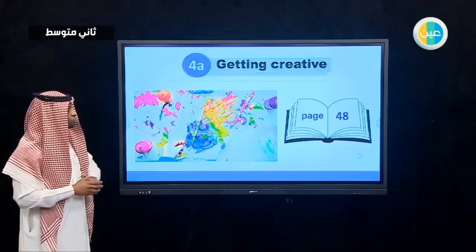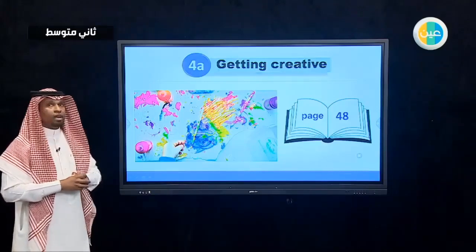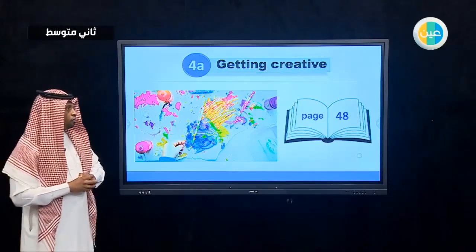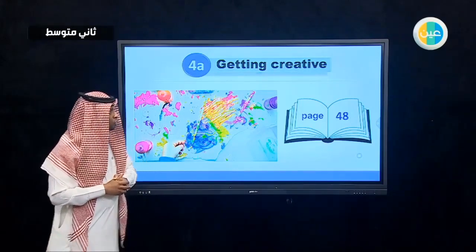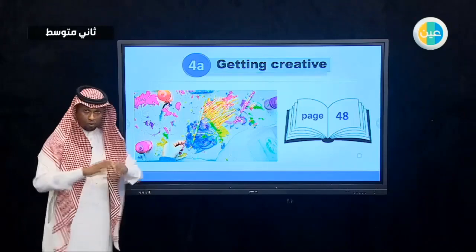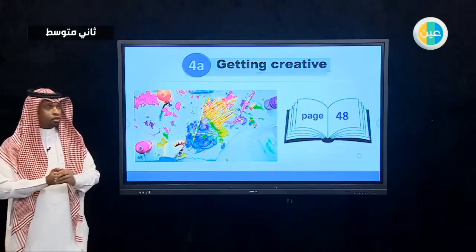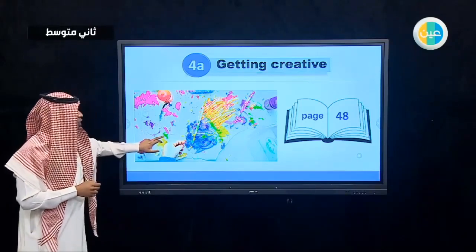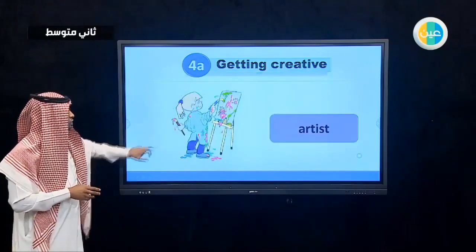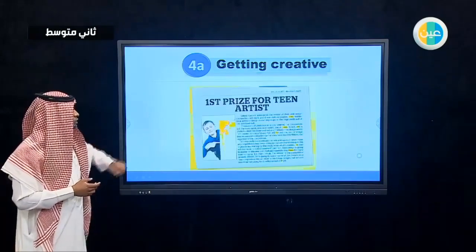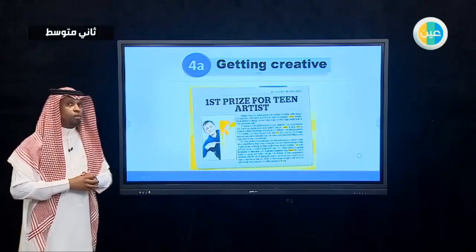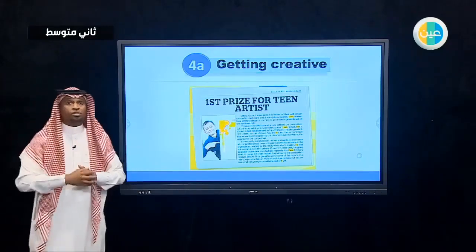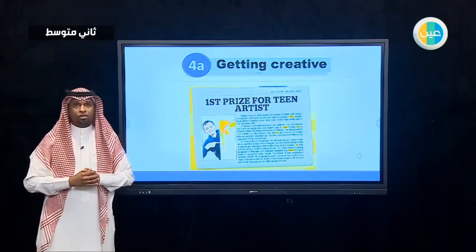Now, let's move to the first lesson. We have getting creative. This is on page 48. You can open your book if you like and see the lesson with us in your book. Now let's move to this one here. This is an artist, as we said. And let's talk about this photo. What can you see? Again, the same question. What can you see here?